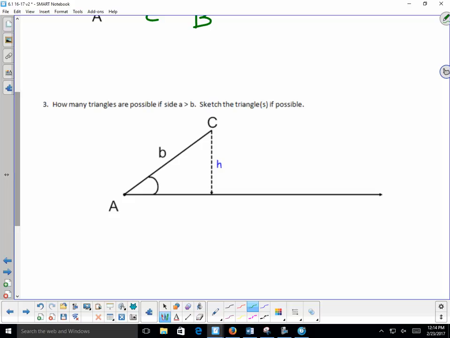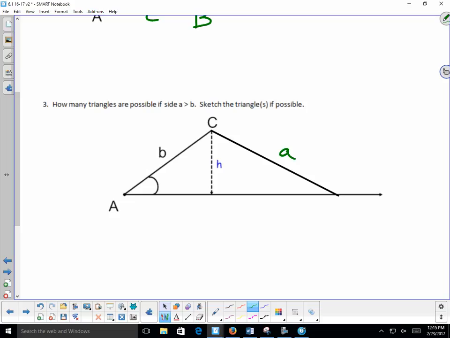How many triangles are possible if side A is greater than B? So let me try this again. I need my side A, something like this. Wait, it's greater than B? Let me compare how this is. All right, so I need it to be greater than B. So how many places can I have this hitting the line here? Just one, like maybe out here, for example. Agreed? So there's only one triangle possible if side A is actually greater than B.